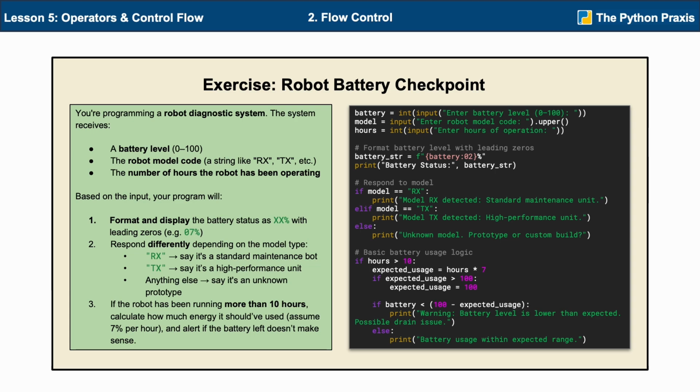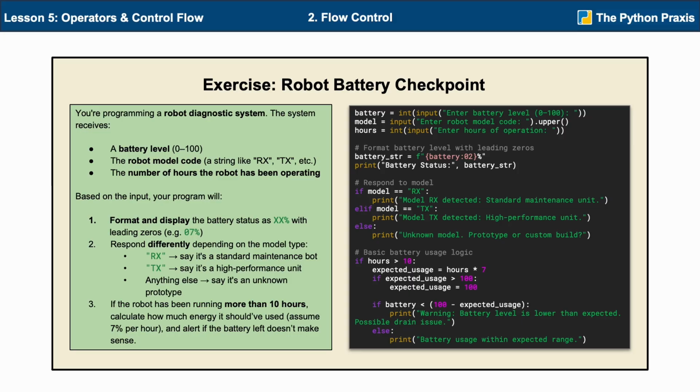Firstly, it calculates the expected usage of the battery by multiplying the hours of operation of the robot times 7. Then, using an if condition, it checks whether the expected usage is greater than 100. If it is true, it reassigns to the variable expected_usage the value of 100. We do this because there's no physical meaning for a battery usage greater than 100. If this condition is false, Python advances to the next line of code.